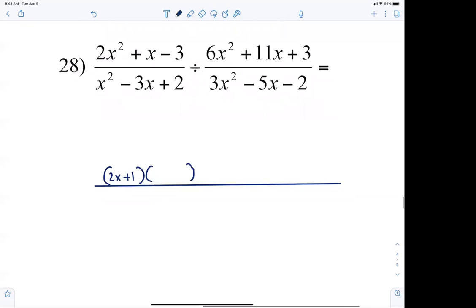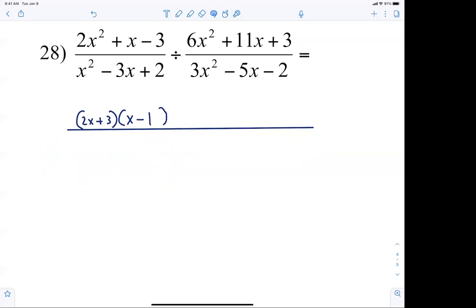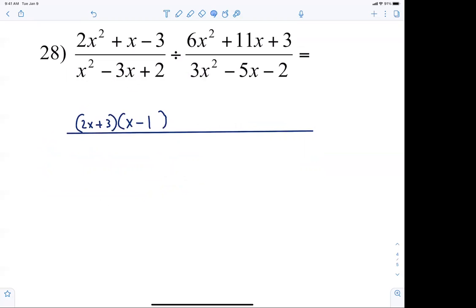2x plus 1 and what? 1. Are you sure? I don't think that's correct. 2x plus 3. Yeah, let's correct his garbage. 2x plus 3 and x minus 1. Does anybody believe that? 3 minus 2 is the positive 1. So again, please just check your work. It's easy. All right, so now we've taken care of the top.